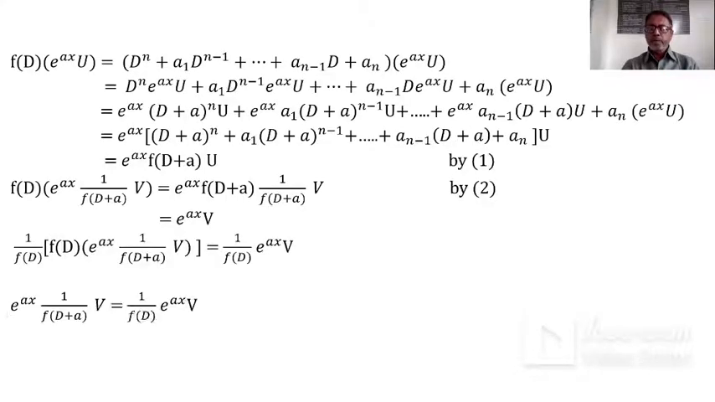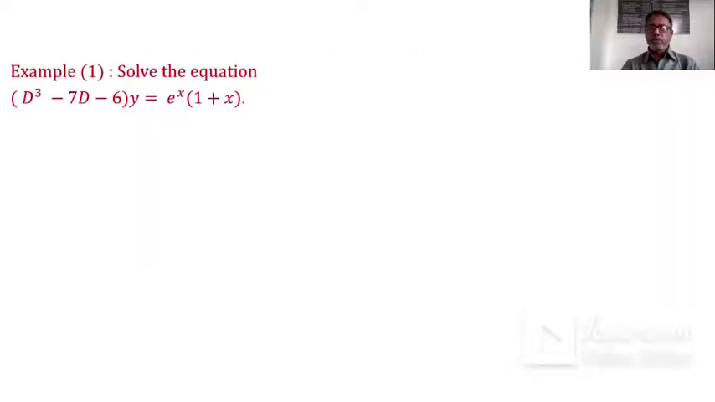That means if u of x is of the type e to the power ax into v, then how to find its particular integral. Now see here the example. Solve the equation d cube minus 7d minus 6 of y is equal to e to the power x into 1 plus x. As usual, first we find the complementary function to find the general solution of this non-homogeneous differential equation.